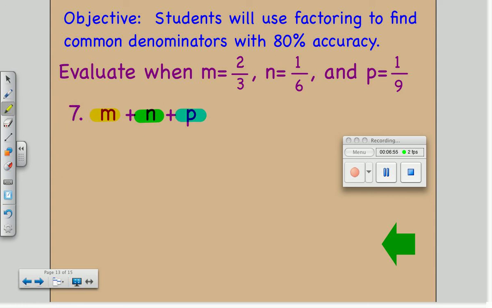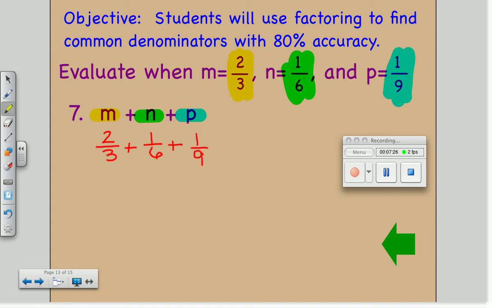Okay. So what's M? M is 2/3. What's N? N is 1/6. And what's P? P is 1/9. So let's just substitute and replace. Instead of writing M, I'm going to write what M is, 2/3. Instead of writing N, N is 1/6. And instead of writing P, P is 1/9.